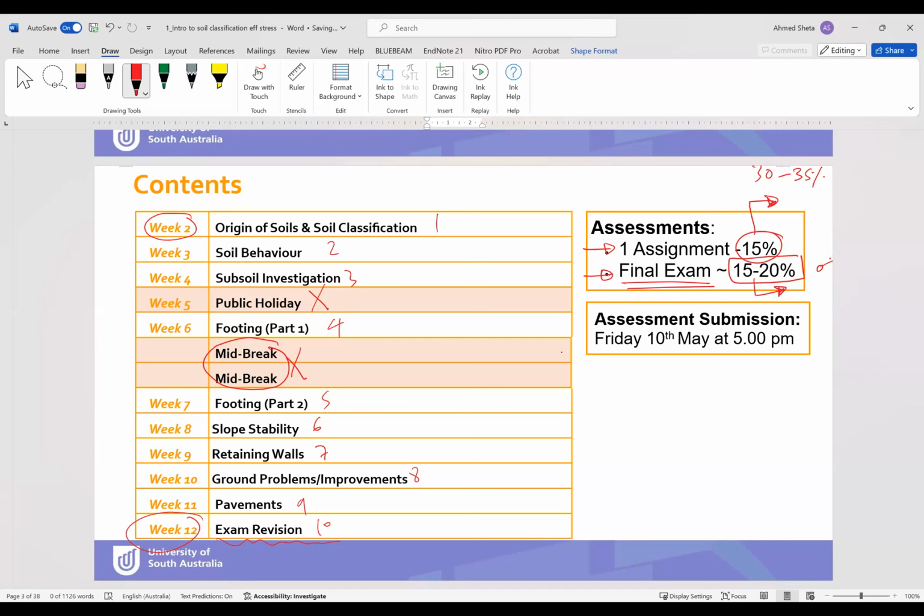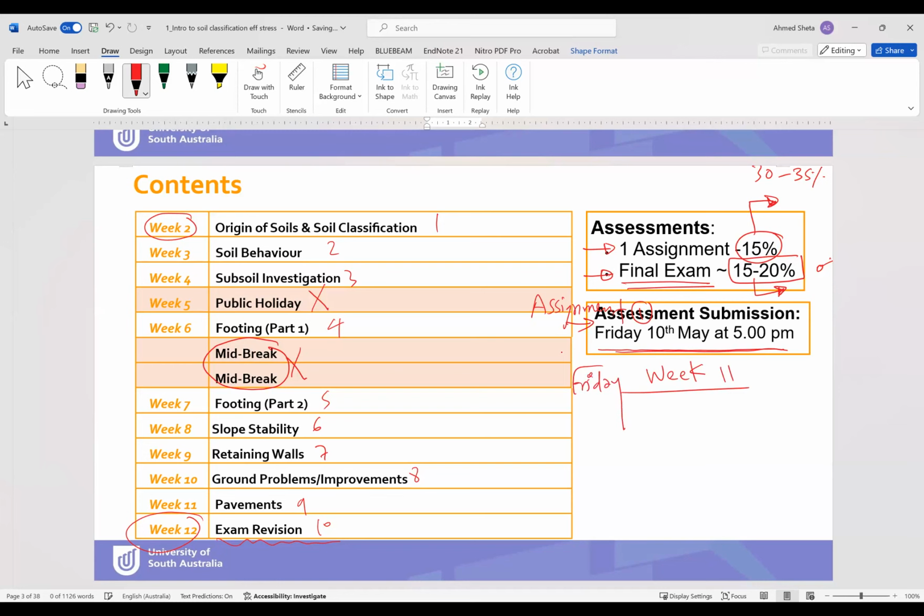The assignment 1 is due on Friday, 10th of May at 5 p.m., which is week 11. So it is Friday, week 11. After we finish all the content of the course, there will be the due date for the assignment. Okay? So you have plenty of time to finalize your assignment and do your best to get higher marks.